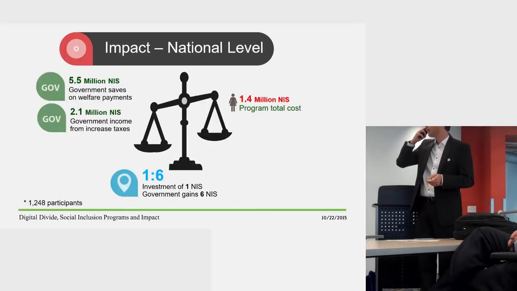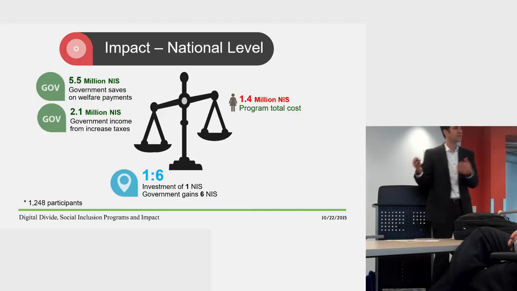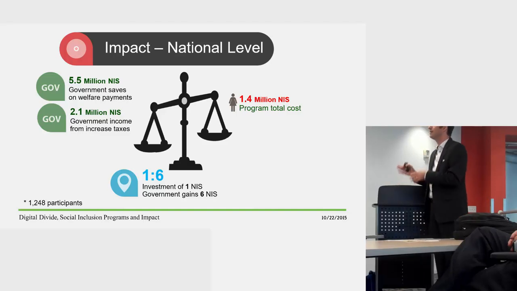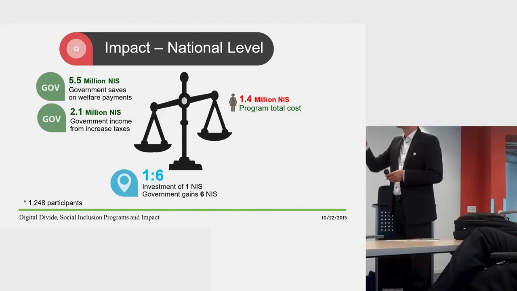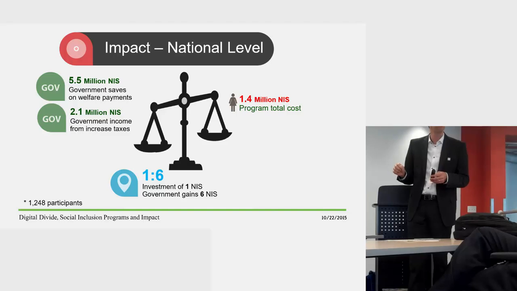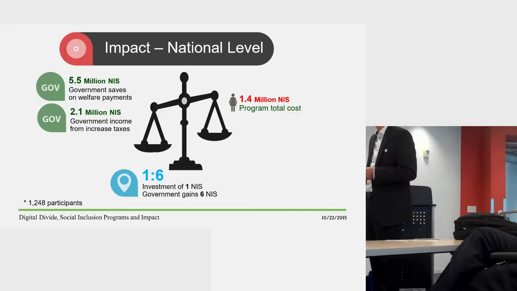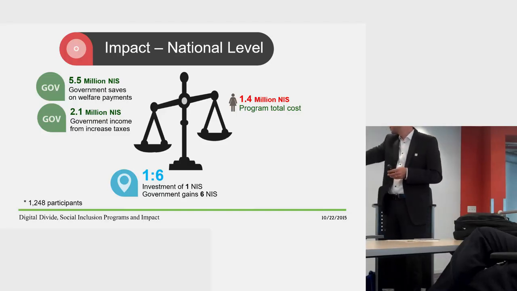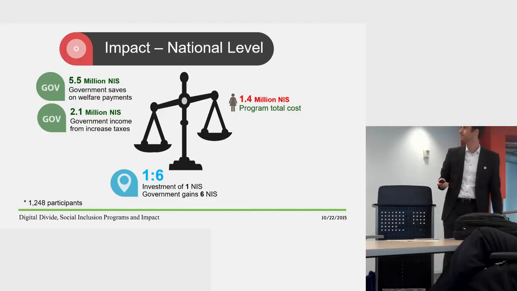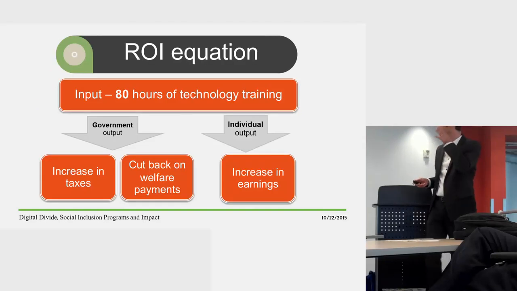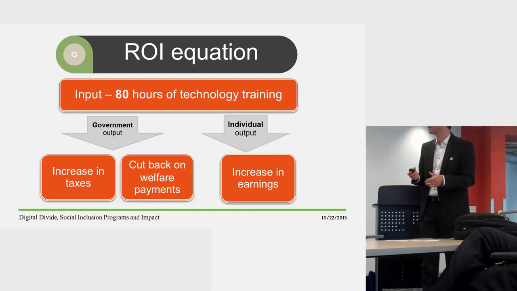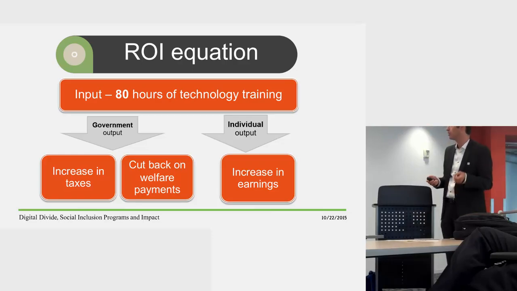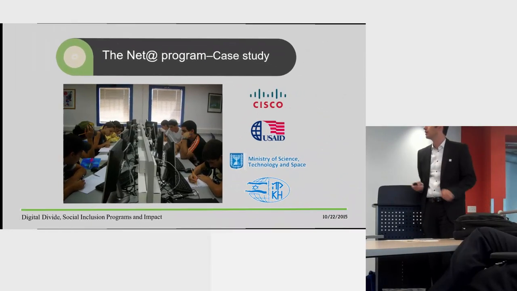More interesting is the picture of the country. What does the Israeli government gain from this project? So we could see this program costs 1.5 million new Israeli shekels a year, but the government cuts 5.5 million shekels by not paying welfare payments to those women, and they get back 2.5 million shekels from their taxes. So for every dollar you invest in this program, the government gets $6 back. So this is the ROI equation. You invest 80 hours of technology training, you cut your welfare payment, you get taxes, and you get increased earnings. So I have only 2 minutes, so I'm going to run really quickly through the second case study.